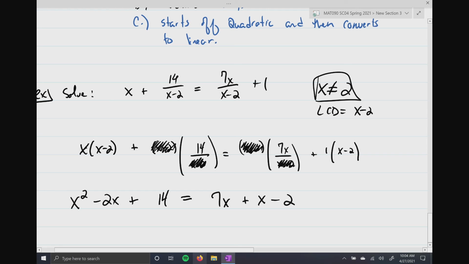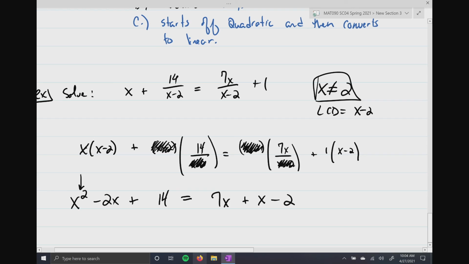Linear. Oh, be careful, Ramzia. It is not linear. It is quadratic. Yeah, it's quadratic. It's right here. X to the second power makes this quadratic.